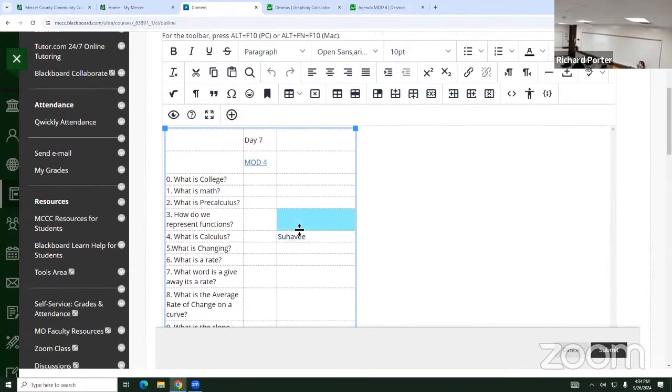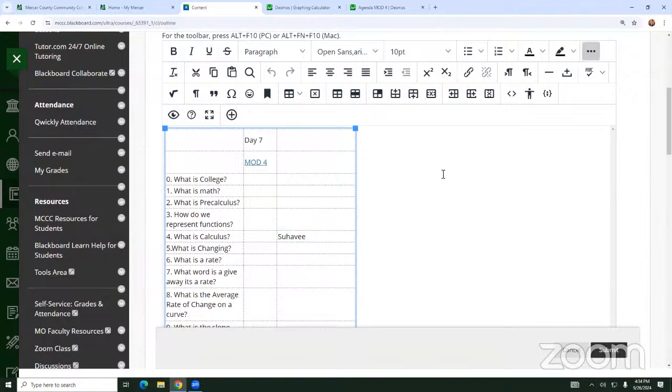So, Suhabi, what is calculus? Calculus is the study of change. It is.